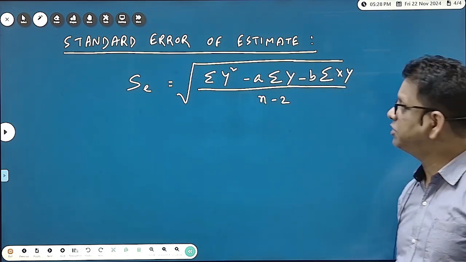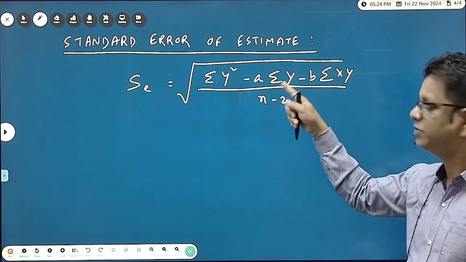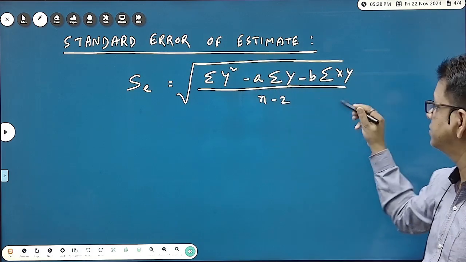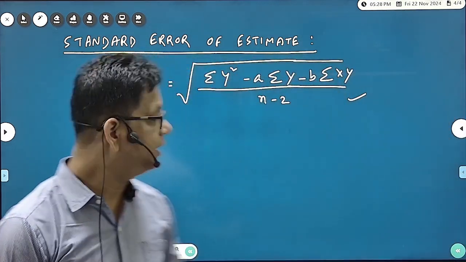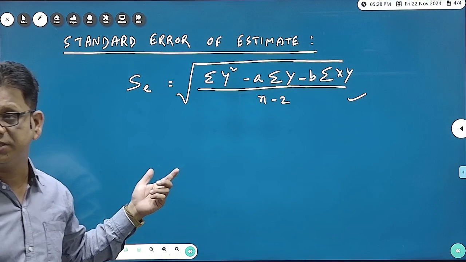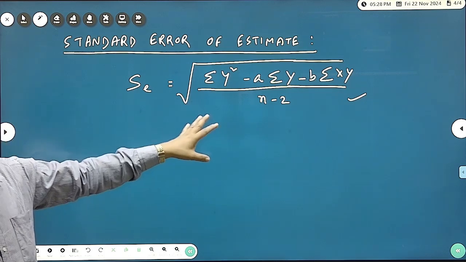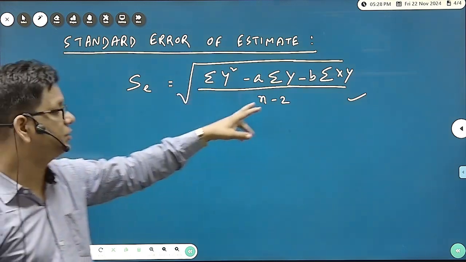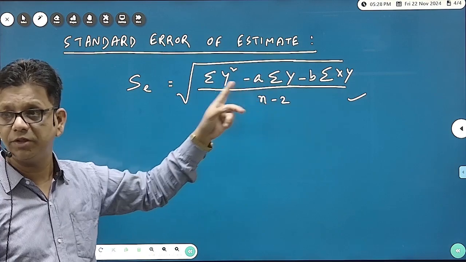Okay. So if a question comes, find the standard error of estimate. Just you have to put the values from the table and get the answer. So if a question comes here also, a finding of standard error of estimate, you can do it easily. Yes or no? Just you know the terms, make it, get summation of y square, get summation of y, get summation of xy, put a and b by the previous formulas.